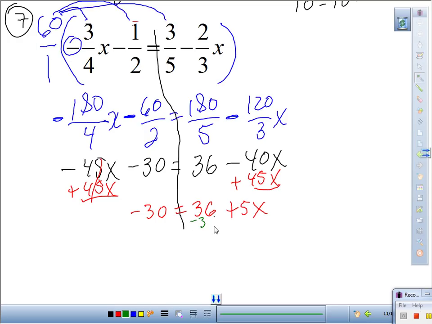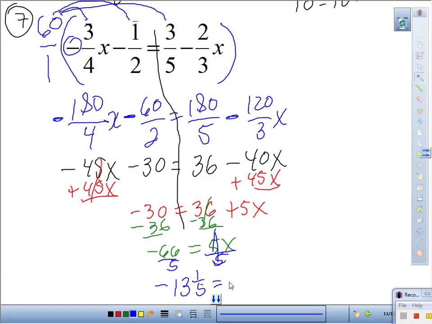Yes, minus 36, minus 36. This cancels. We're left with negative 66 equals 5x. And at the end, we divide by 5, divide by 5. This is negative. How many times does it fit in there? 13. Negative 13 and 1/5 equals x. Or, some of you wrote it in decimal, negative 13.2 equals x.